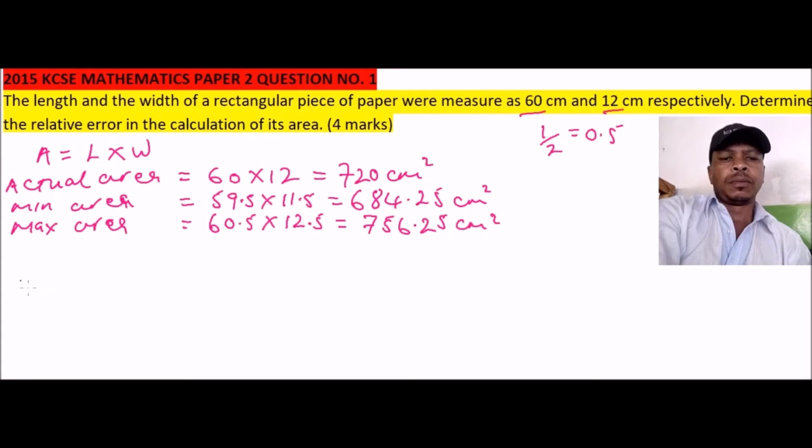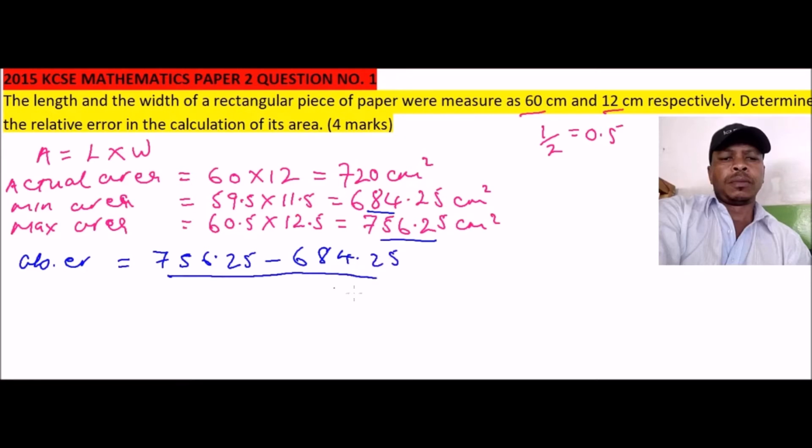So we get absolute error itakuwa the maximum area minus the minimum area divided by 2. So itakuwa 756.25, unatoa minimum yenye ni 684.25, na una divide na 2. Yenye utapata it is equals to 36.